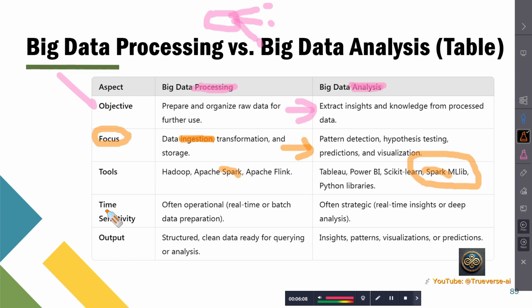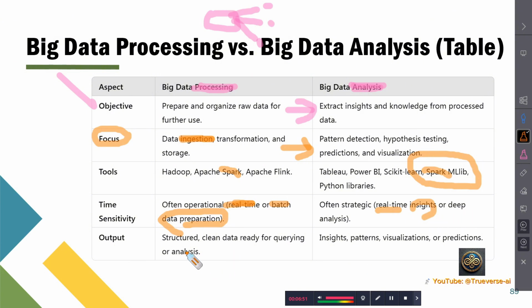The two important parts of the processing are batch processing and real-time processing. Batch processing means you define a specific time, and at that specific time you do some processing, but this is continuous processing. So these are the two important parts, batch and real time, for data preparation. But in the analyzing, you do real-time insight and very deep analyzing.